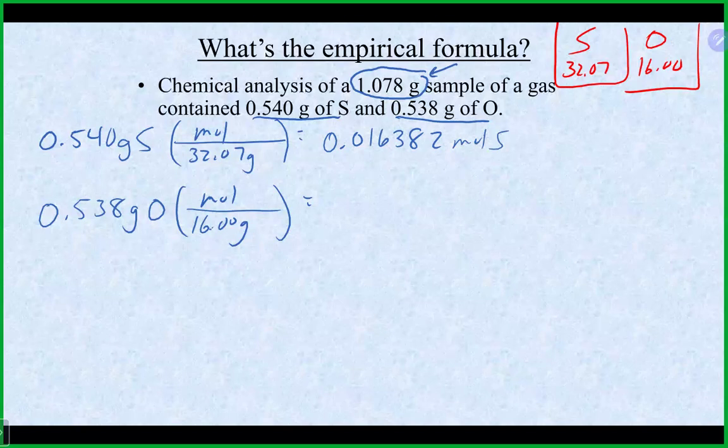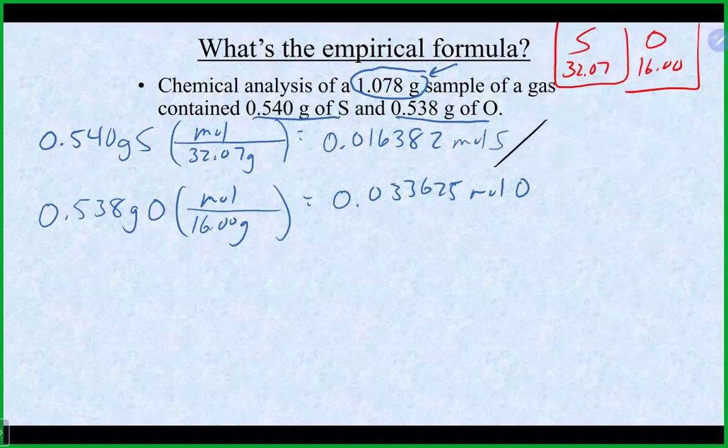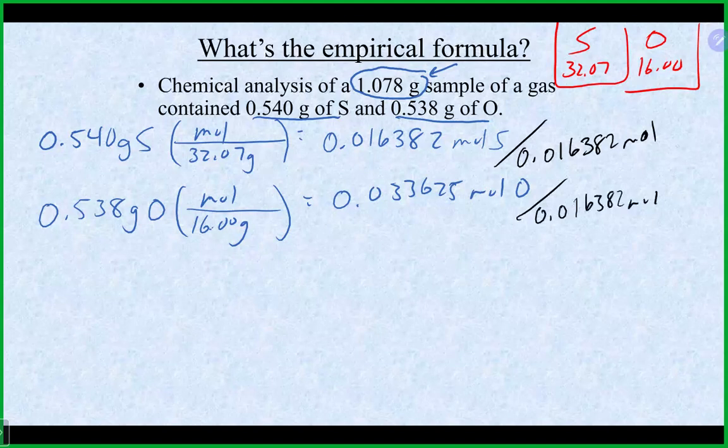And 0.538 divided by 16 gives 0.033625 moles of oxygen. Once again, at this point, once we convert it into moles, we're going to pick whichever one is the smallest. And it looks like in this case, sulfur is the smallest. So we're going to divide them both by the moles of sulfur that we have. And that's going to give us a 1 for our sulfur.